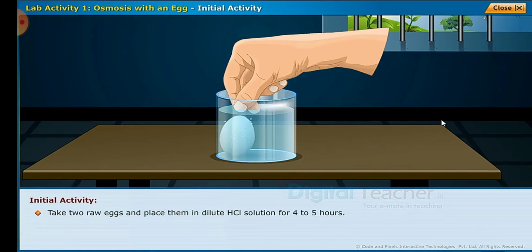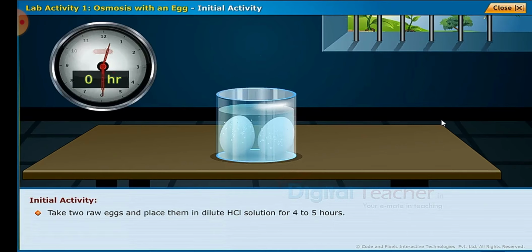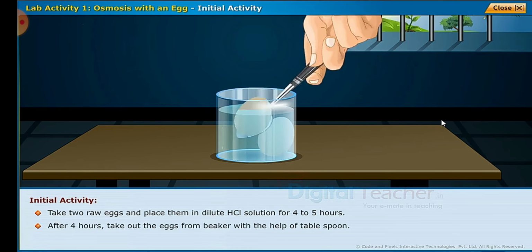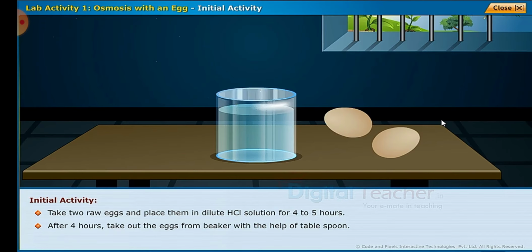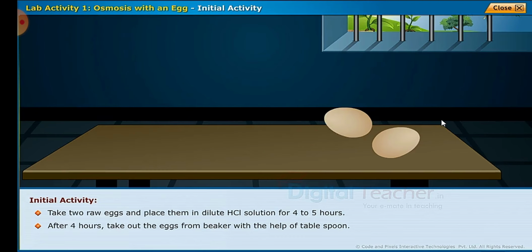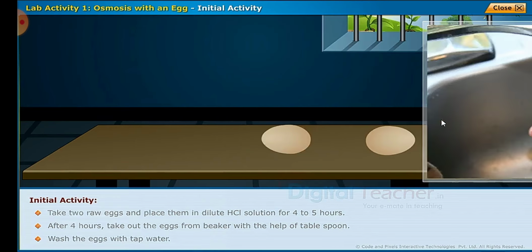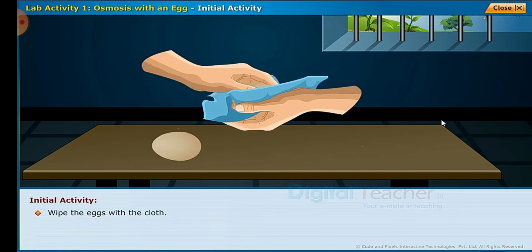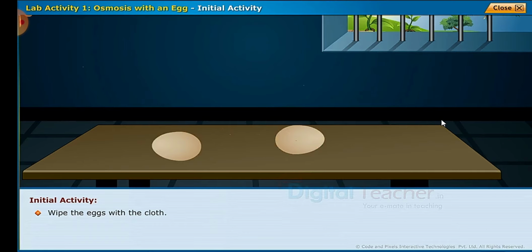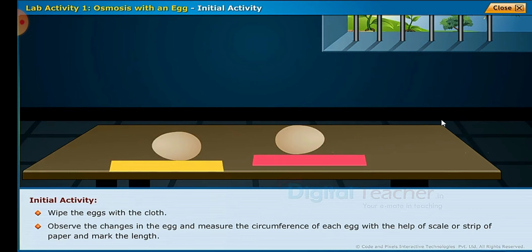Take 2 raw eggs and place them in dilute HCl solution for 4 to 5 hours. After 4 hours, take out the eggs from the beaker with the help of a tablespoon. Wash the eggs with tap water. Wipe the eggs with a cloth. Observe the changes in the egg and measure the circumference of each egg with the help of a scale or strip of paper and mark the length.